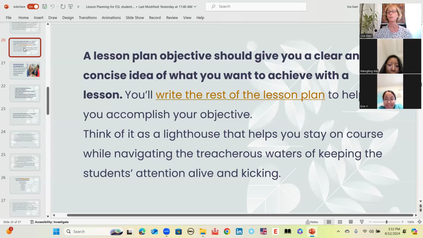What do I have to teach down the road? What do I have to review? So you can't get through a day without assessing, because you don't know what's going to come tomorrow if you don't assess today. So you'll write the rest of the lesson plan to help you accomplish your objectives. Think of it as a lighthouse that helps you stay on course while navigating the treacherous waters of keeping the students' attention alive and kicking.